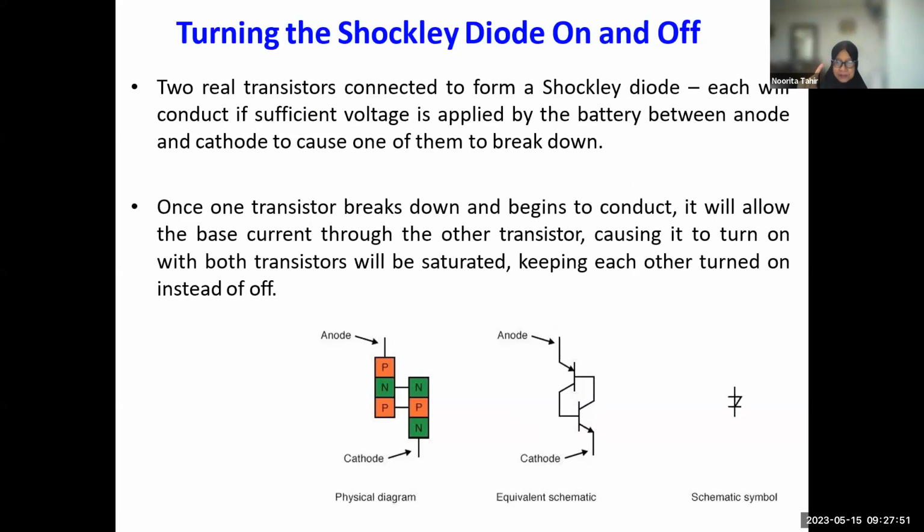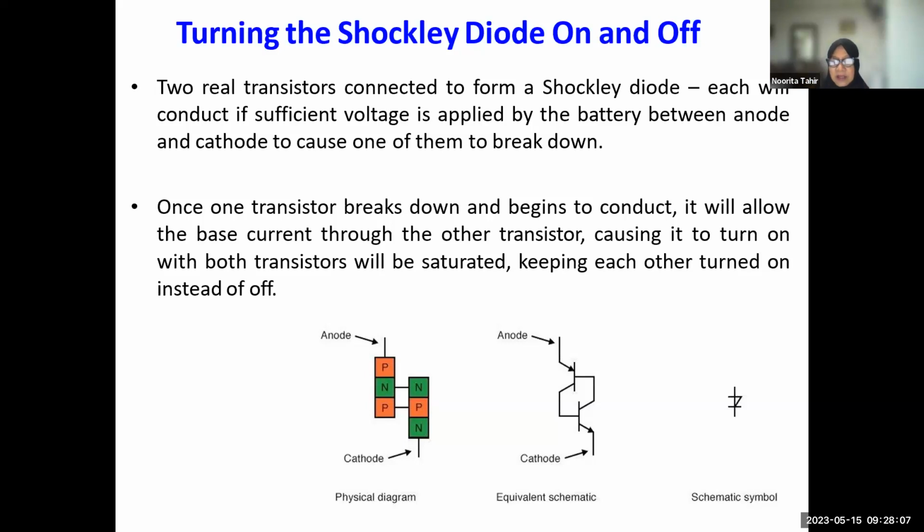This is what we call latching, where both transistors are on and each will tend to remain on. So now the question is, how do we get the two transistors to turn off again? Once it is on, how do we turn it off again?